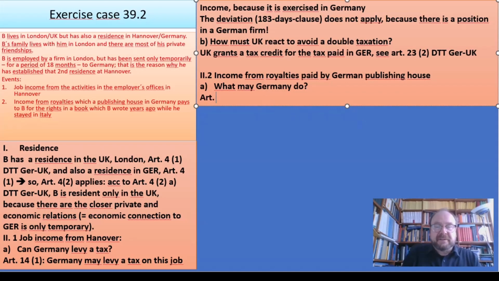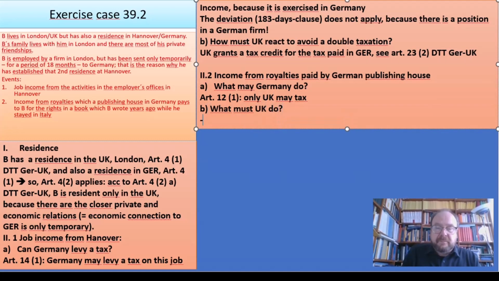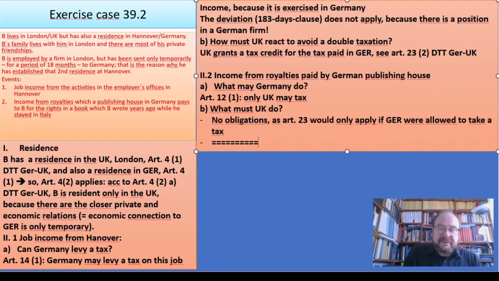So Article 12.1, only UK may tax. So B, what must UK do? No obligations, as Article 23 would only apply if Germany were allowed to take a tax. So that's this case already finished, and so let's go on to the next case.